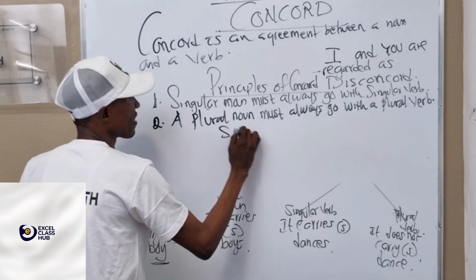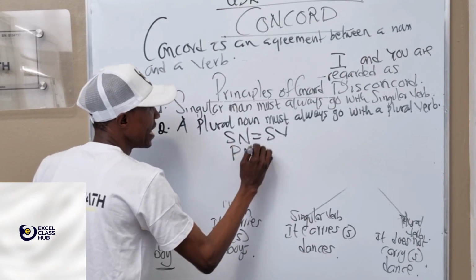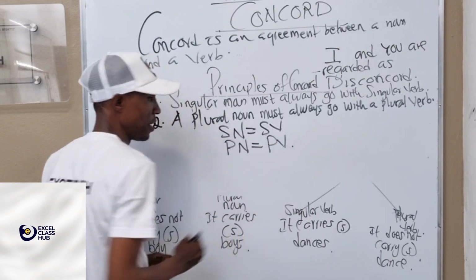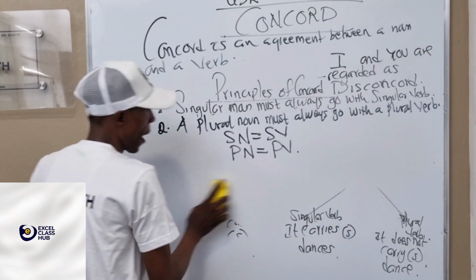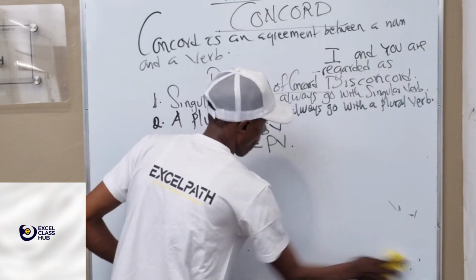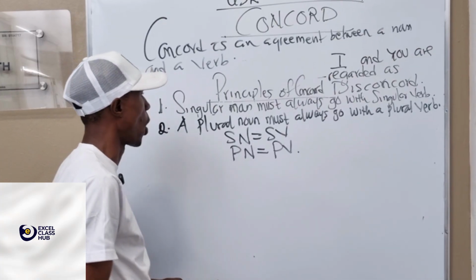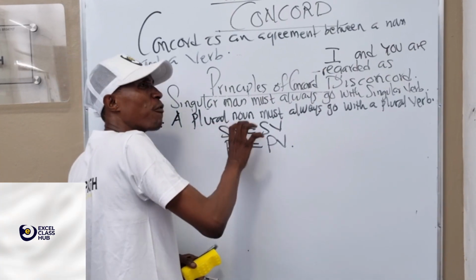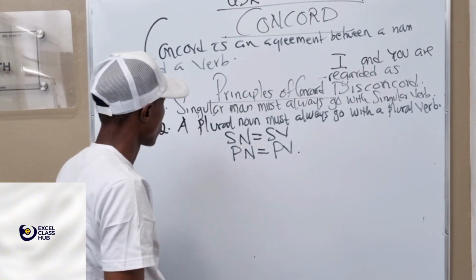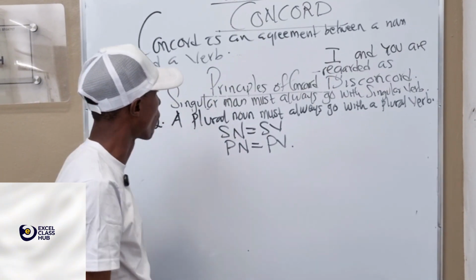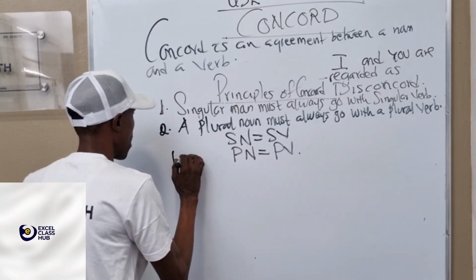Grammatically, your SN is equal to your SV and your PN is equal to your PV. Take note of that. This is the foundation of Concord. This is the foundation of what? Concord.